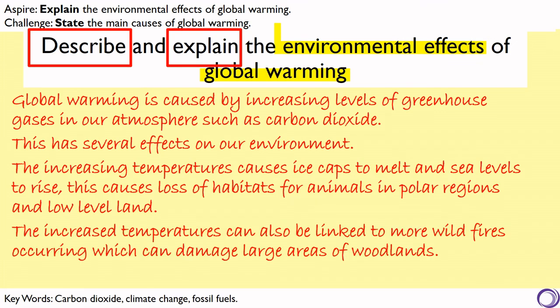So another effect is the increased temperatures can be linked to more wildfires occurring. And linking to that, which will damage large areas of woodlands. So as you can see, when you are describing and explaining, you give your reasons and then you link them to the explanation. Okay, so that's our lesson on global warming.